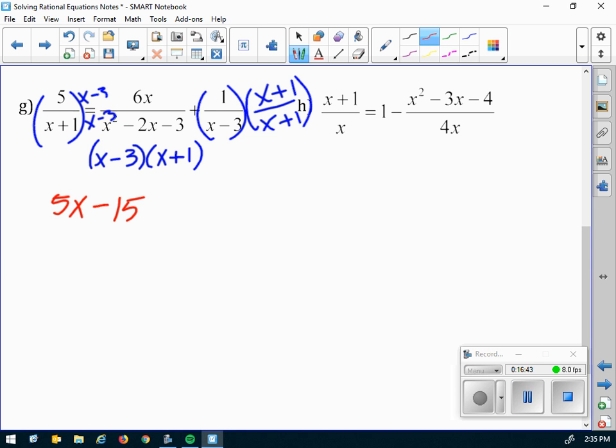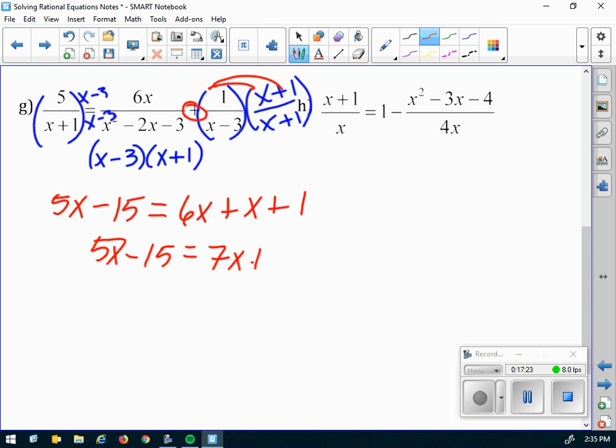See if you can think ahead a little bit. What are my denominators going to be? The same, right? So if the denominators are going to be the same, just, well, yes, but what do I know about the numerators? So just set the numerators equal to each other. Equals 6x. So I got 5x minus 15 equals 7x plus 1.